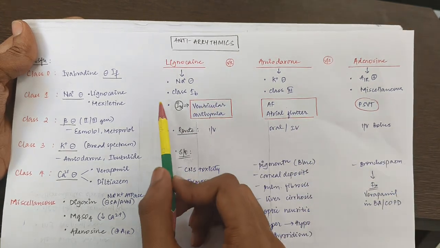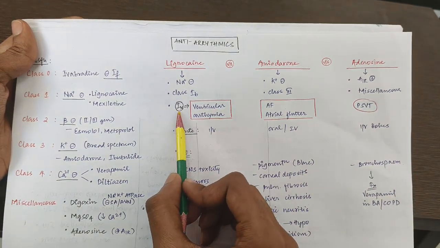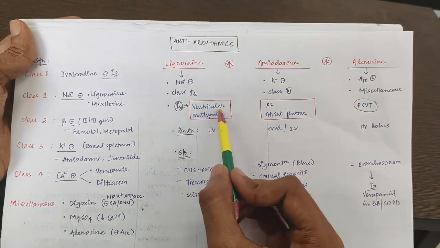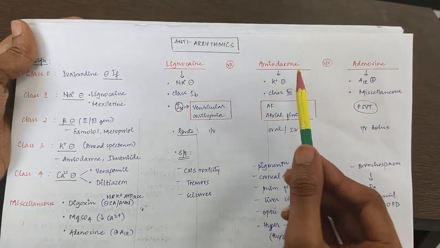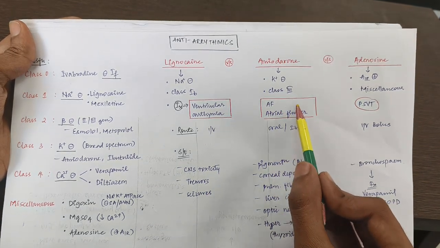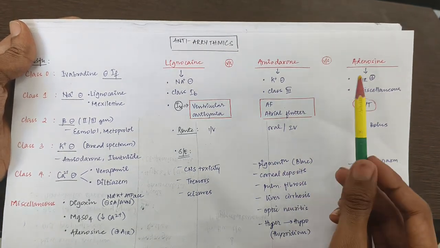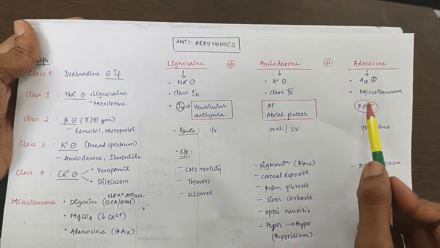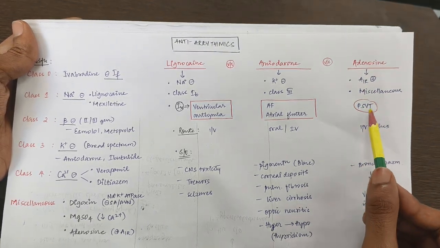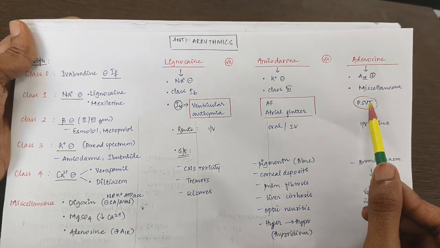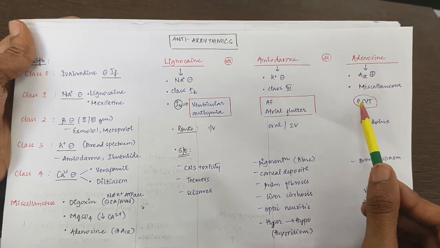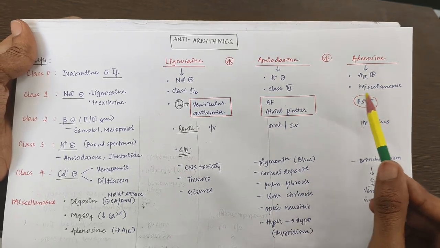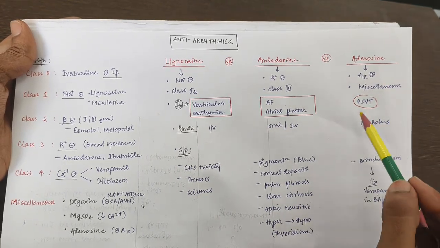So where is lignocaine indicated? It is in ventricular arrhythmia. Next is amiodarone, it is indicated in AF, that is atrial fibrillation and atrial flutter. And adenosine is the drug of choice for PSVT. It is life threatening, it should be solved immediately or else the patient will die. So it is a life threatening tachycardia or tachyarrhythmia. Adenosine is a wonderful drug for PSVT.